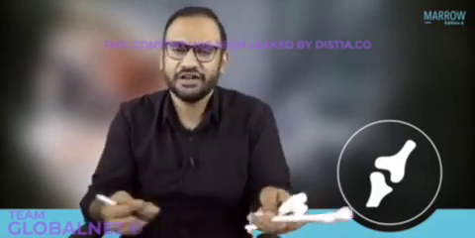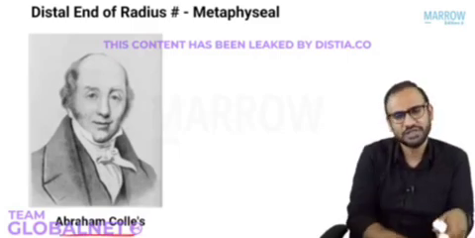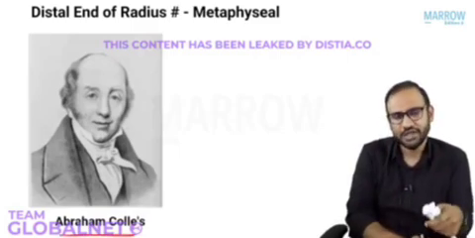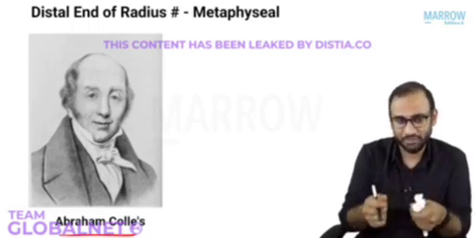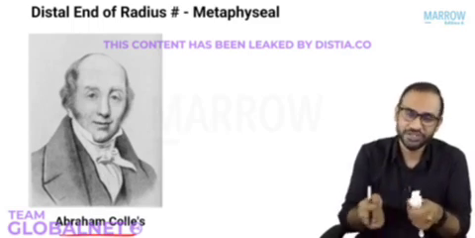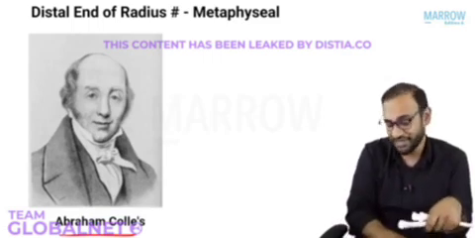So all the fractures that occur at the distal end of the radius were basically classified and described by someone known as Abraham Colles, very smart orthopedic surgeon, also an anatomist. He used to injure dead bodies. He would make these dead bodies fall into a particular position and attitude, and then he would study how these fractures would present clinically. Very interesting story.